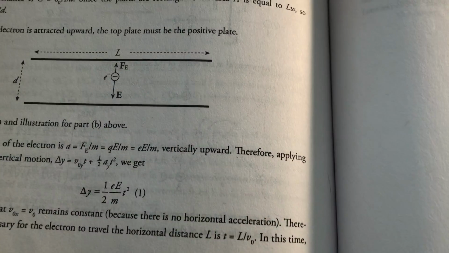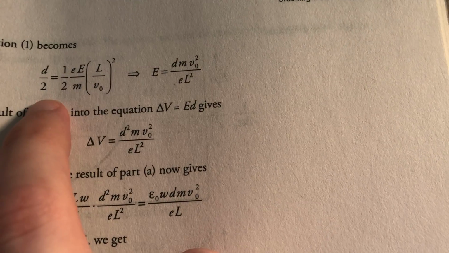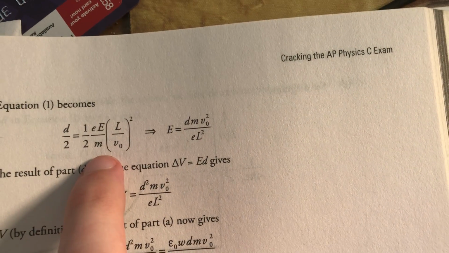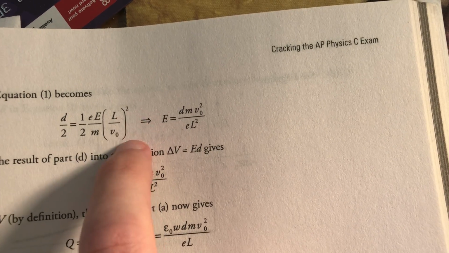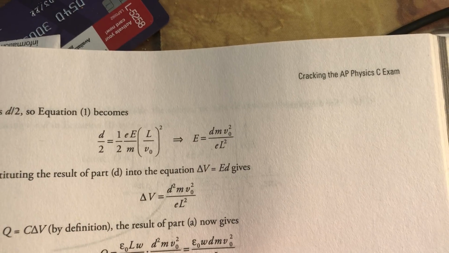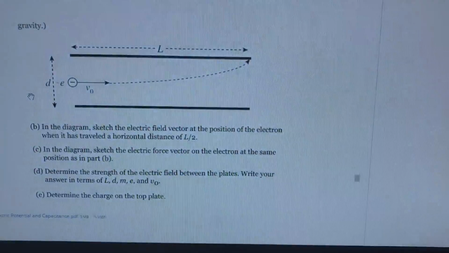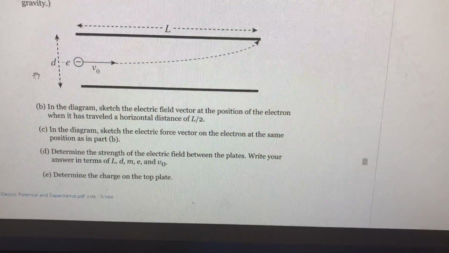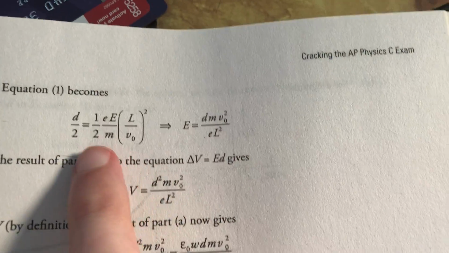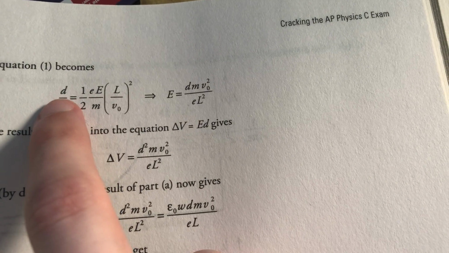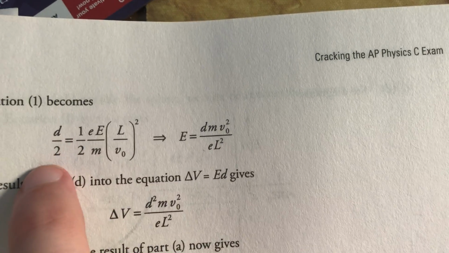So the y displacement is 1/2 of d, so we get d over 2, and then we get 1/2 times that acceleration that we had, big E times little e divided by m, and then we're substituting in for time that L over v naught squared. So this is all the variables we were looking for: L, D, M, E, and v naught. So we know that the equation that we had for kinematics gives us all this.